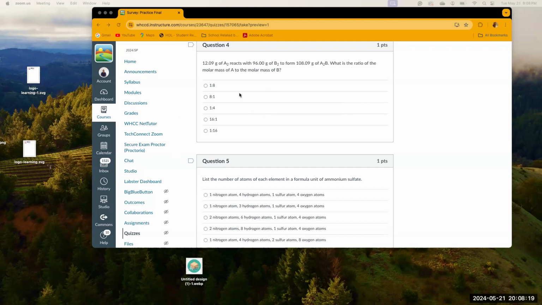Okay, so here we have this question. It says that we have 12.09 grams of A2 is going to react with 96.00 grams of B2, and that's going to form 108.09 grams of A2B. What is the ratio of the molar mass of A to the molar mass of B?